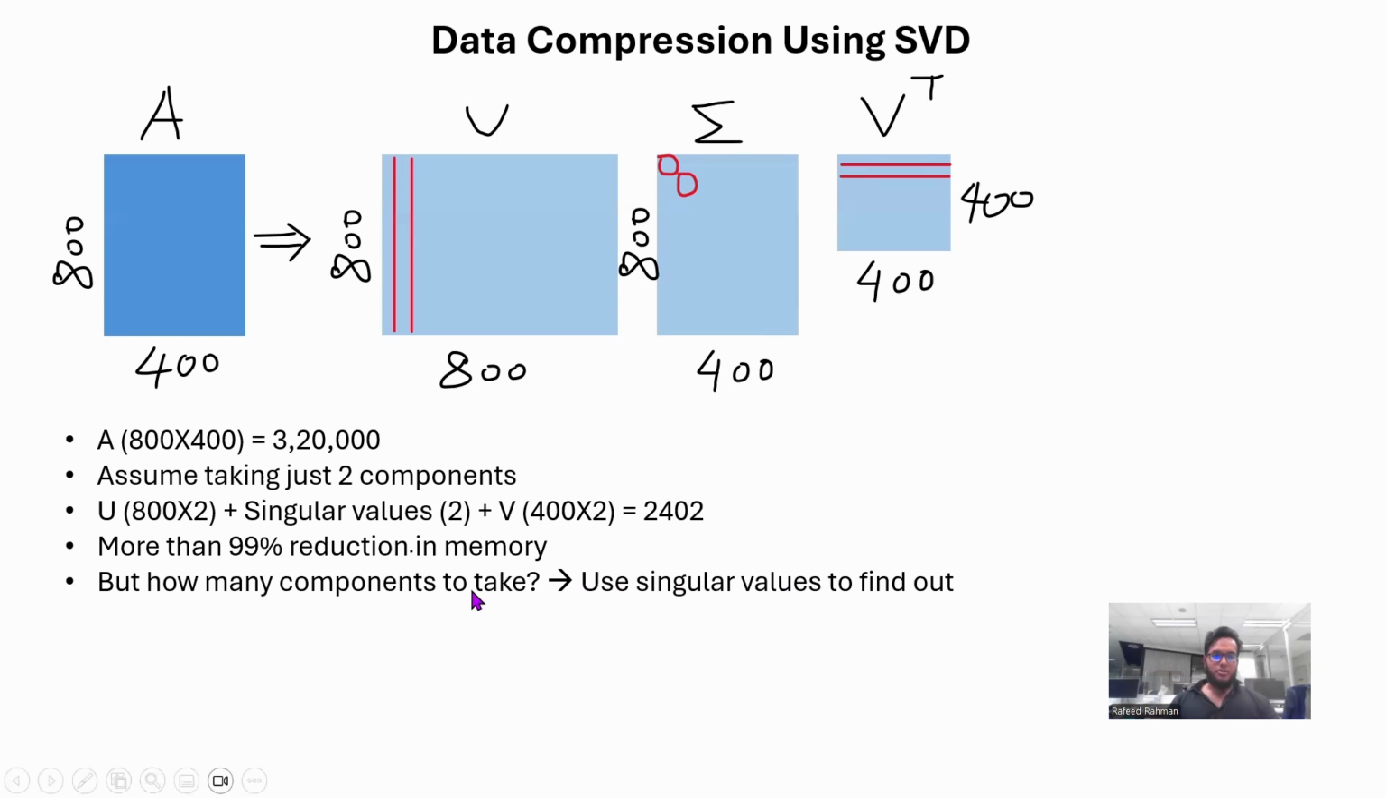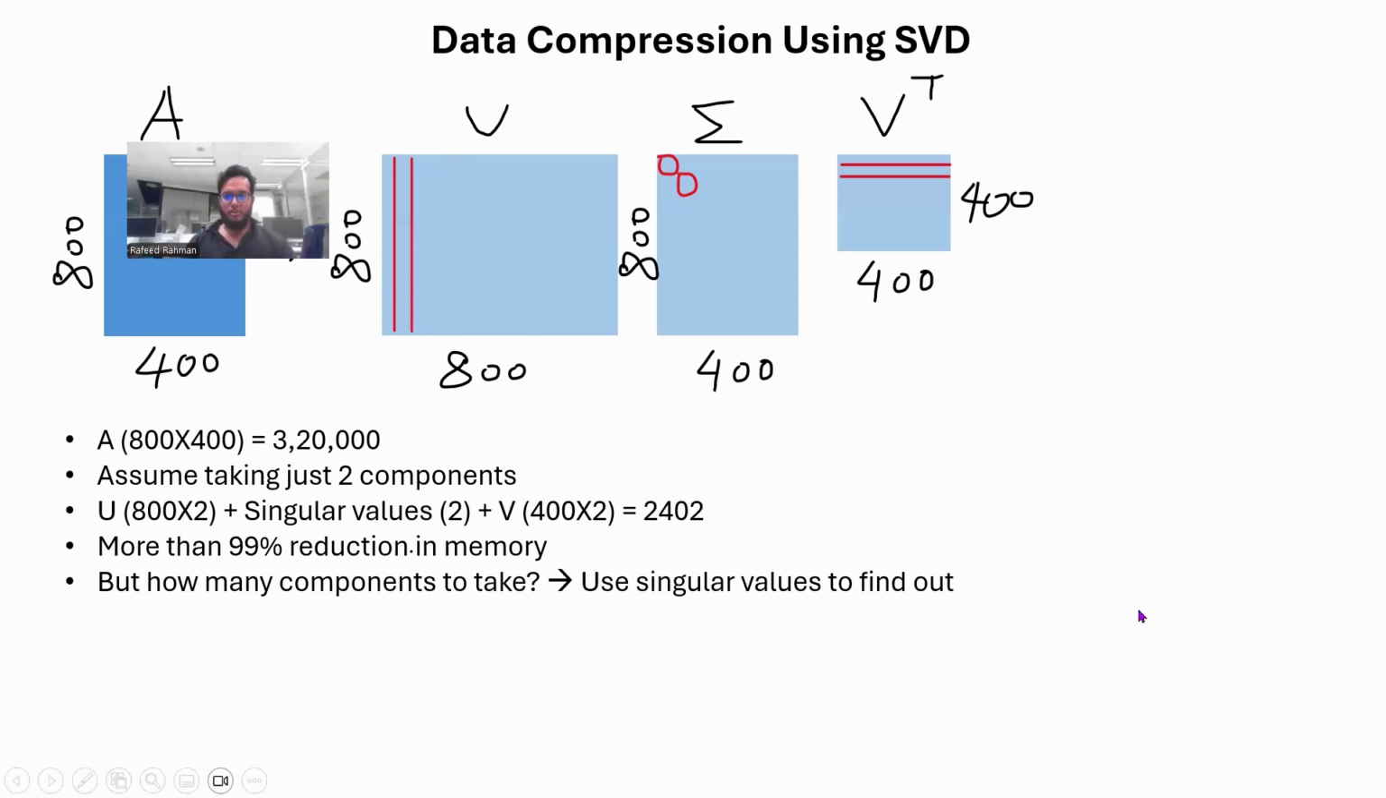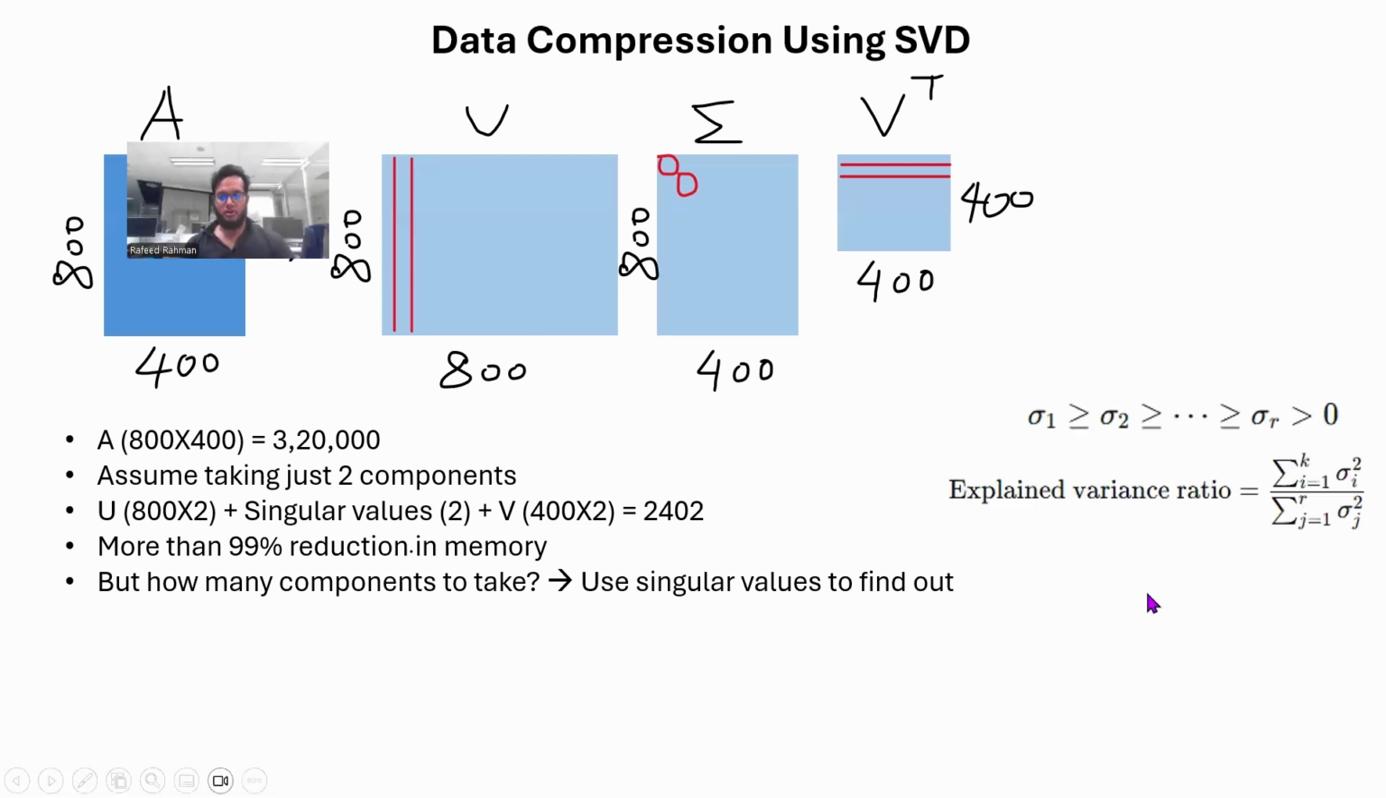Now, the main question is, how many components are you going to take? Here, randomly, I'm saying that you are taking two components, but will it be enough? How would you actually understand this? So this can be understood by a nice formula. So let me clarify this.